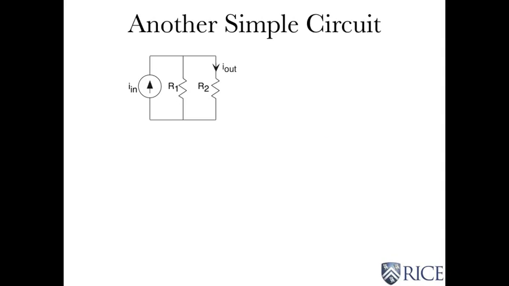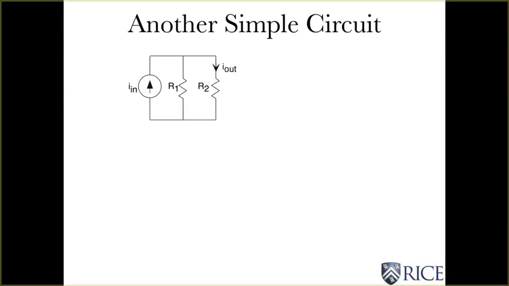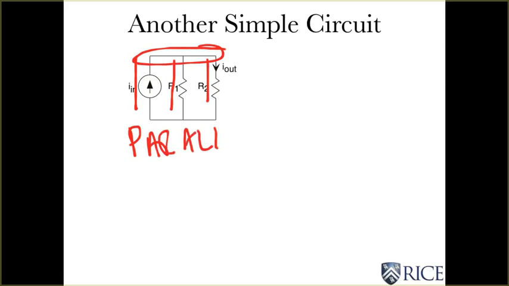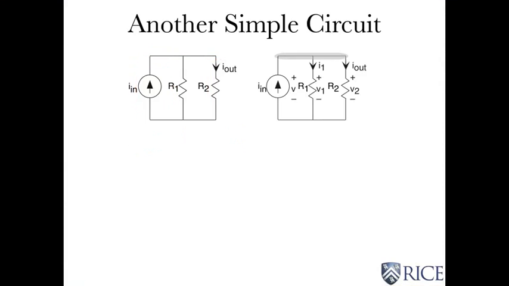Now, let's try another simple circuit, and this one has what's called a parallel structure. We have three circuit elements in parallel beside each other, connected together with wires. And that's called a parallel circuit. So we have two resistors in parallel, and a current source has been placed in parallel with that. And what I want to do is find out how the output current, the current through R2, is related to the input current. Well, how many nodes, how many loops are there for writing KVL?